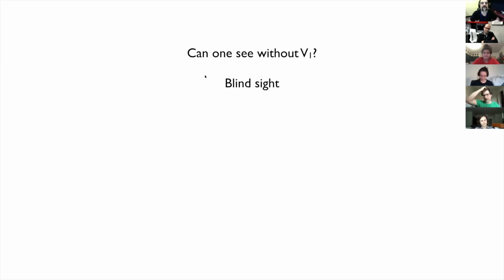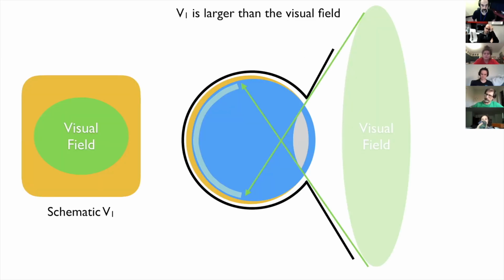So there are some functions that are still intact, but those are very minimal functions, and they are not the main visual function. That is called blind sight. David Leopold has a very nice study on the physiology of blind sight, which I recommend to everybody. Another point that I want to mention about V1, which is a kind of funny property of V1, is that V1 is larger than the visual field.